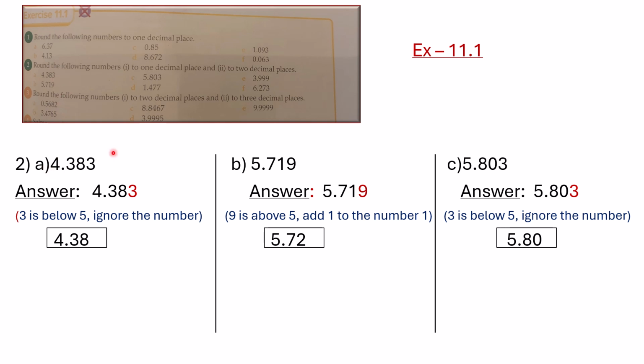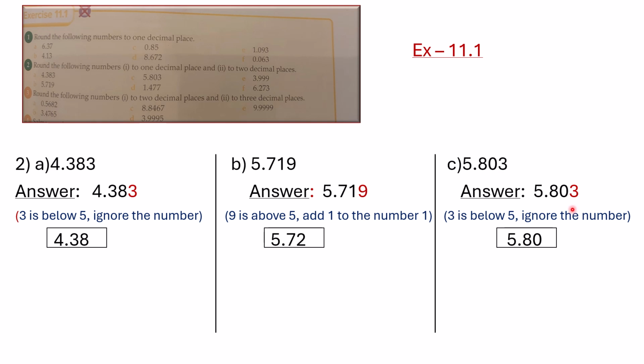Second sum, we have to round to 2 decimal places. Second A sum is 4.383. Look at the last digit. This is 3. This one is below 5. So we have to ignore the number. So the answer is 4.38. B sum, 5.719. Look at the last digit. This is 9. 9 is above 5. So we have to add 1 to the previous number, this 1. So 1 plus 1 is 2. So 5.72.